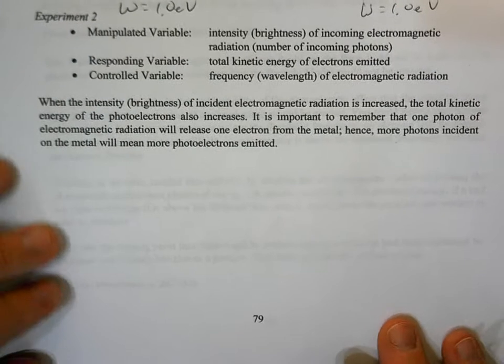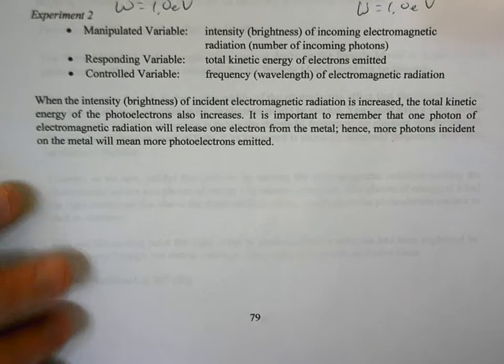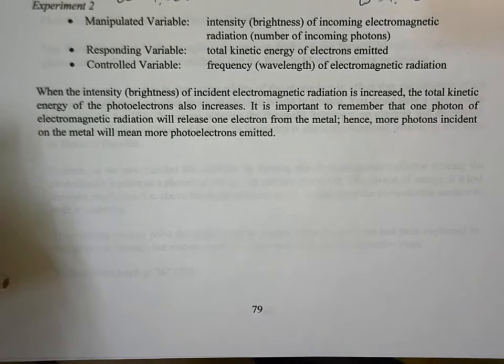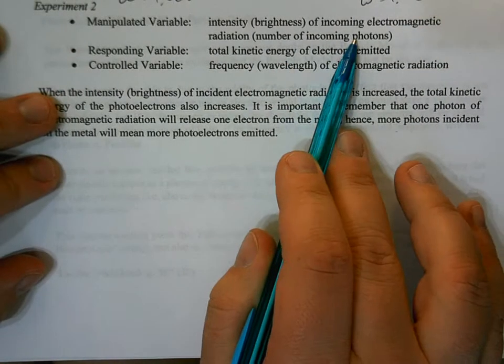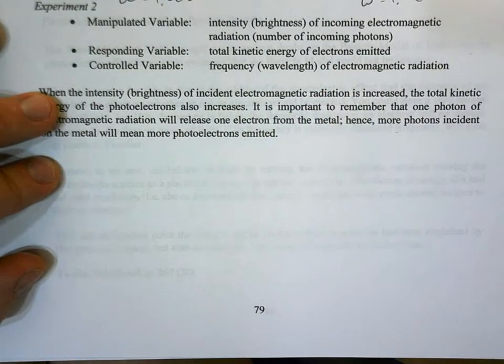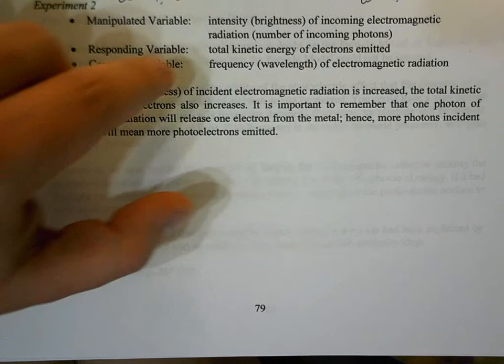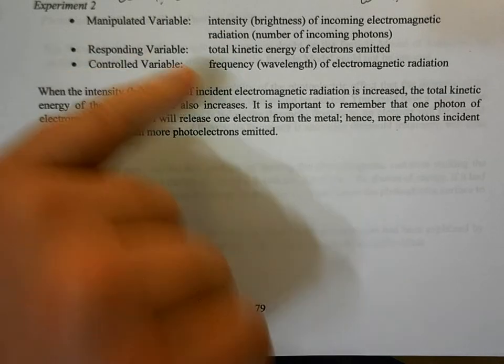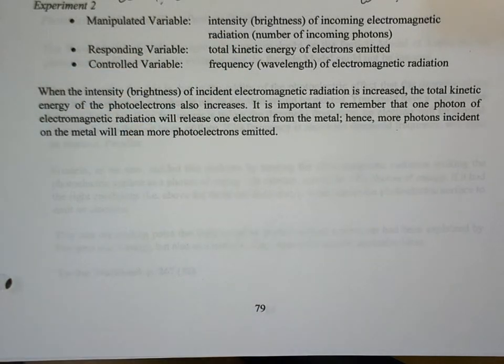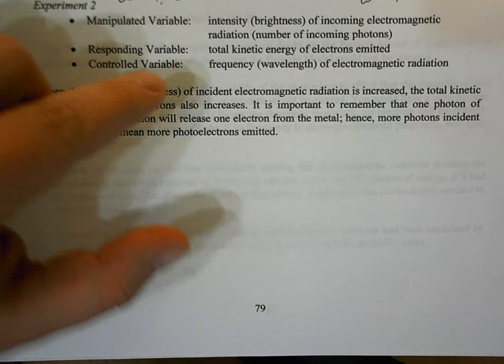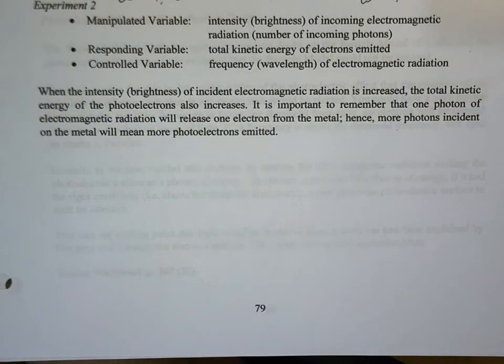Now the second one, this is where we talked about one of those peculiarities earlier about brightness not affecting the kinetic energy of an individual photon. So this time we are going to change the intensity, or vary that. So this is the number of incoming photons. By brightness we mean the number of incoming photons. What we would like to see is the responding variable is the total kinetic energy of the electrons that are emitted, and we're going to control the energy of the incident electromagnetic radiation.